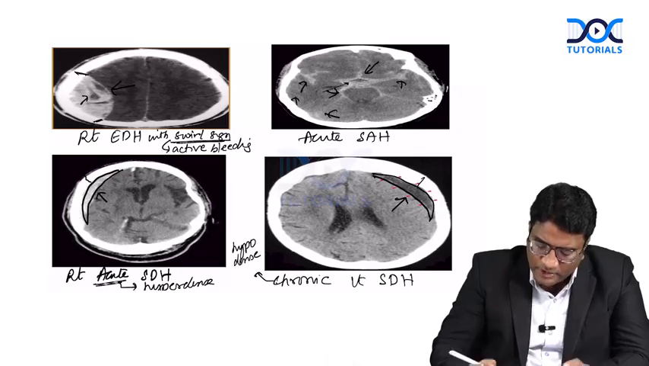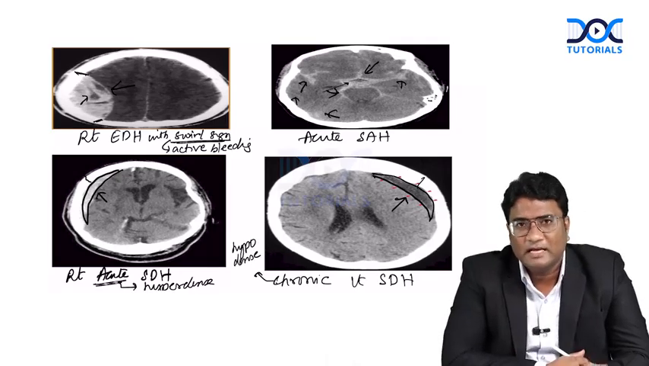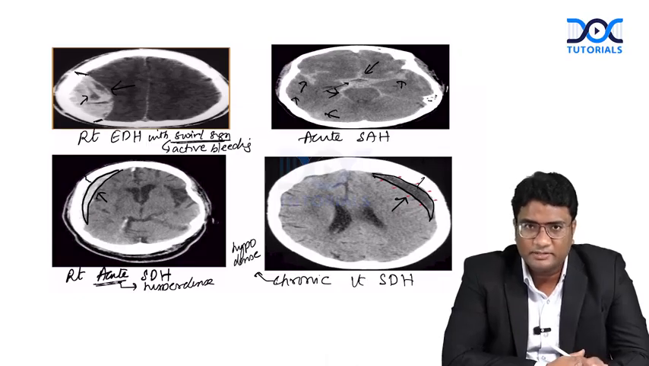So how do I differentiate whether it is an acute bleed or a chronic bleed? Acute bleed is hyperdense on CT. Chronic bleed is hypodense on CT. Acute bleed is white on CT. Chronic bleed is dark on CT.